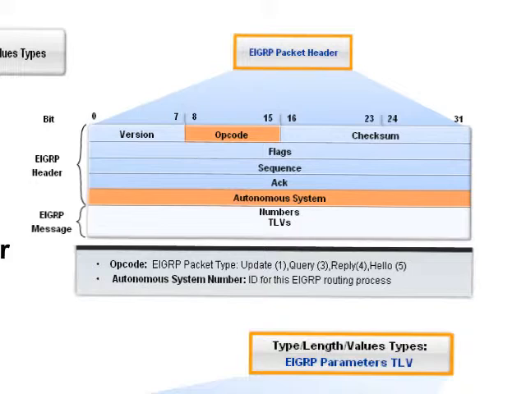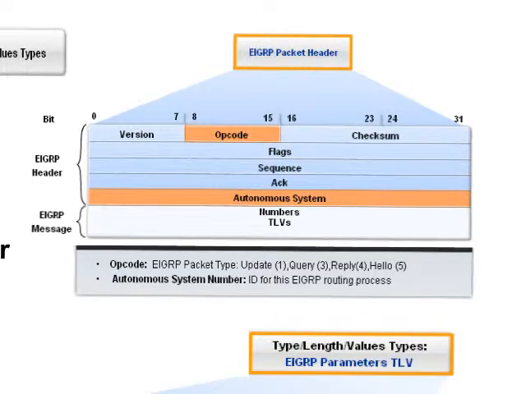However, the autonomous system inside the EIGRP message format indicates a slightly different thing. This actually indicates a process ID. So when you start EIGRP on a router, you have to give it a process ID. A process ID is just an identifier of the EIGRP process that starts on the router, because you can start multiple instances of the EIGRP protocol on the same router. So when you start each one, you have to give it an ID.